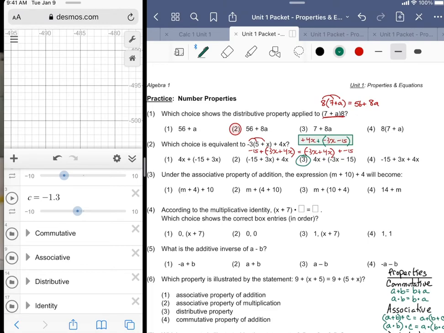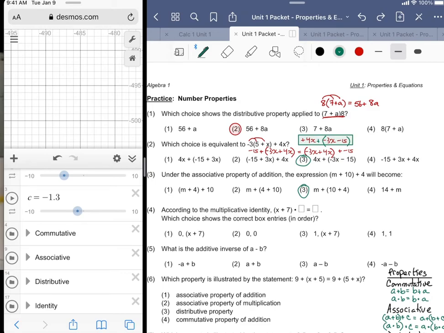All right. So number 3, under the associative property of addition, the expression will become, right, it's just moving parentheses around. So we're looking at number 3. All right, because all I'd have to do is just swap the parentheses, put them here instead of where they were, and it would be equivalent. All right, it's all addition, so it doesn't matter.